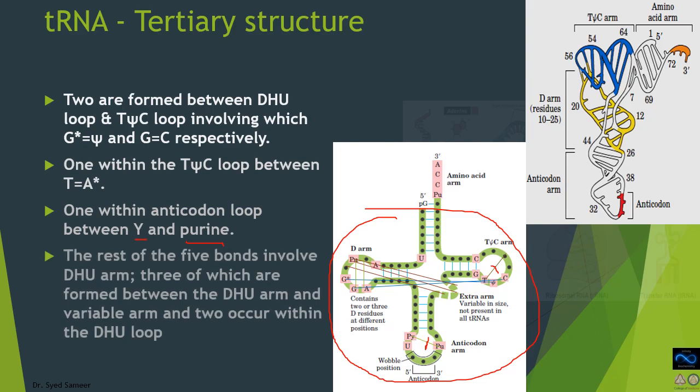Then the rest of the 5 bonds are between the D arm and the variable arm and within it. 3 are between the DHU loop and the variable arm, and 2 are within the D arm itself. These are the 9 different bonds which make the folding of the tertiary structure of tRNA possible. And it is in its tertiary structure that tRNA is able to function.